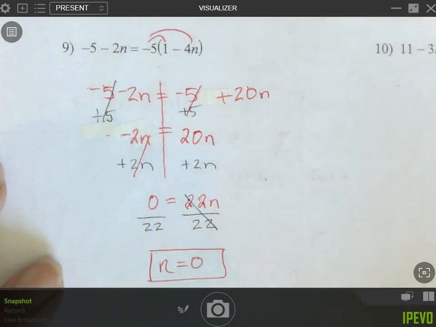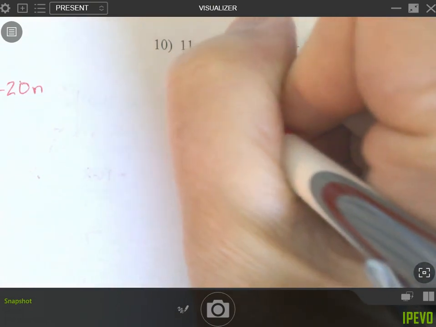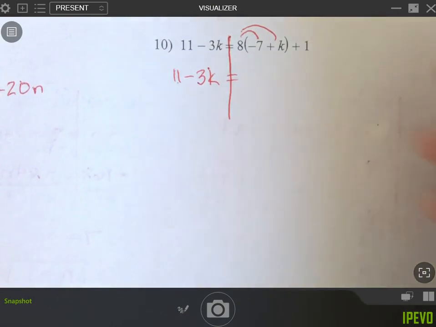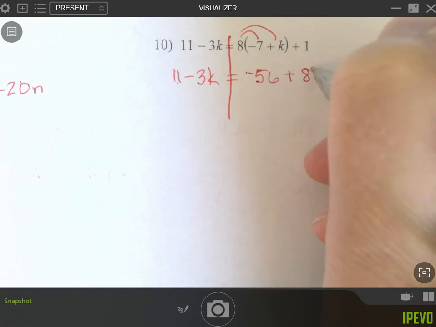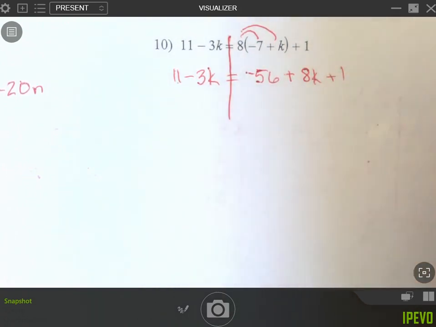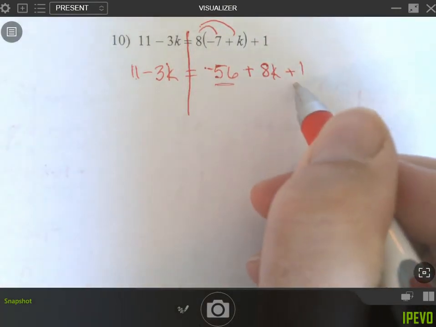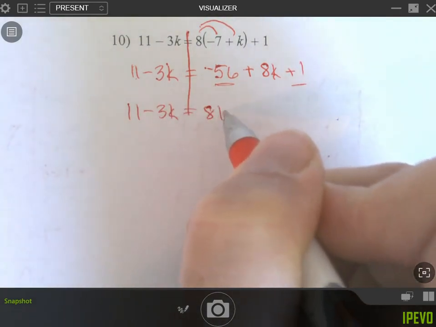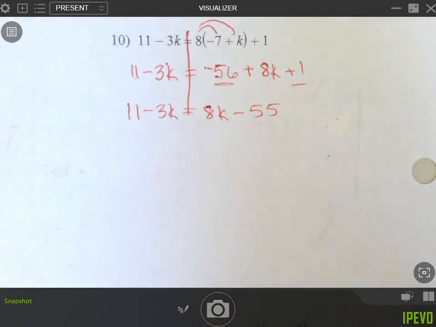Okay, so go ahead and give number 10 a try, and then we'll check it out. So here we go. When I go to do this, I'm going to leave the 11 minus 3k alone, and I'm going to distribute the 8 that only goes to these two, and I'm going to do it right. I get negative 56, and then 8 times k is a positive 8k, and then plus 1. So at this point, before I start moving things, I want to clean up this one side. So I have 11 minus 3k, and that equals positive 8k and a minus 55, right? Negative 56 and 1, negative 55.